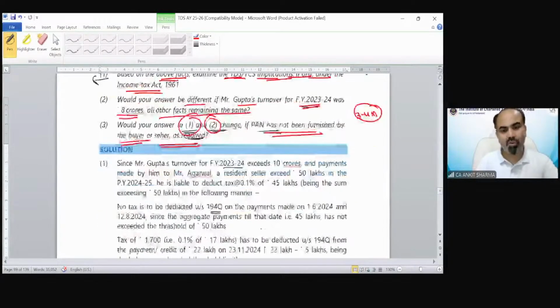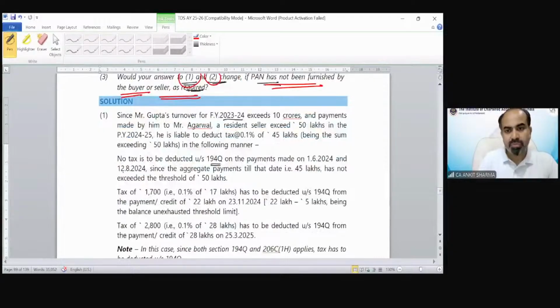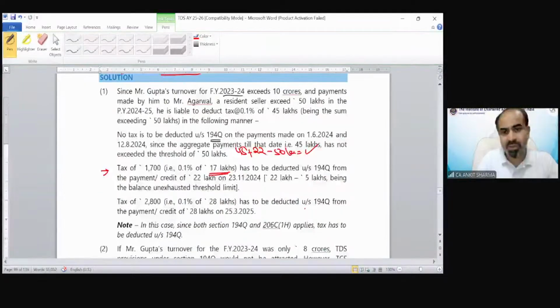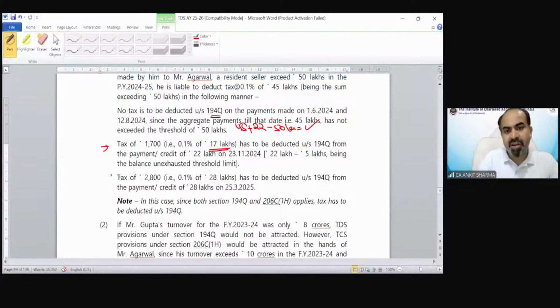So we have the solution. Now you can see the solution. First, on 17 lakh, TDS needs to be deducted, because it was 45 lakh, after that 22 lakh was there, so reducing 50 lakh out of it. Now on the balance amount, the TDS needs to be deducted. Clear? So 17 lakh rupees, and on that, 0.1% needs to be deducted as TDS.